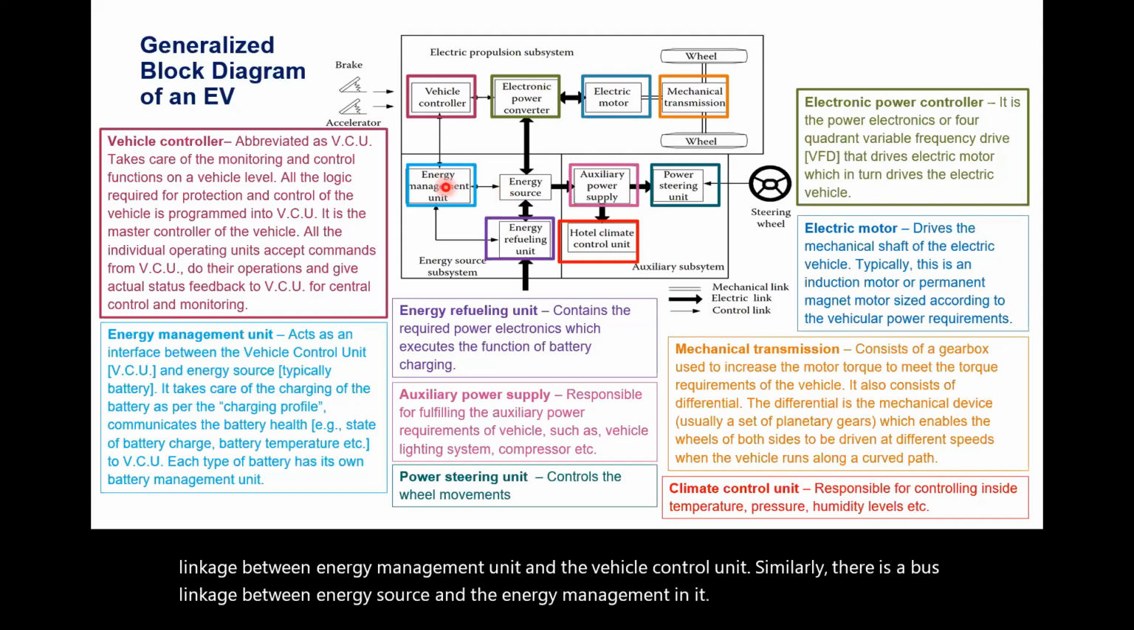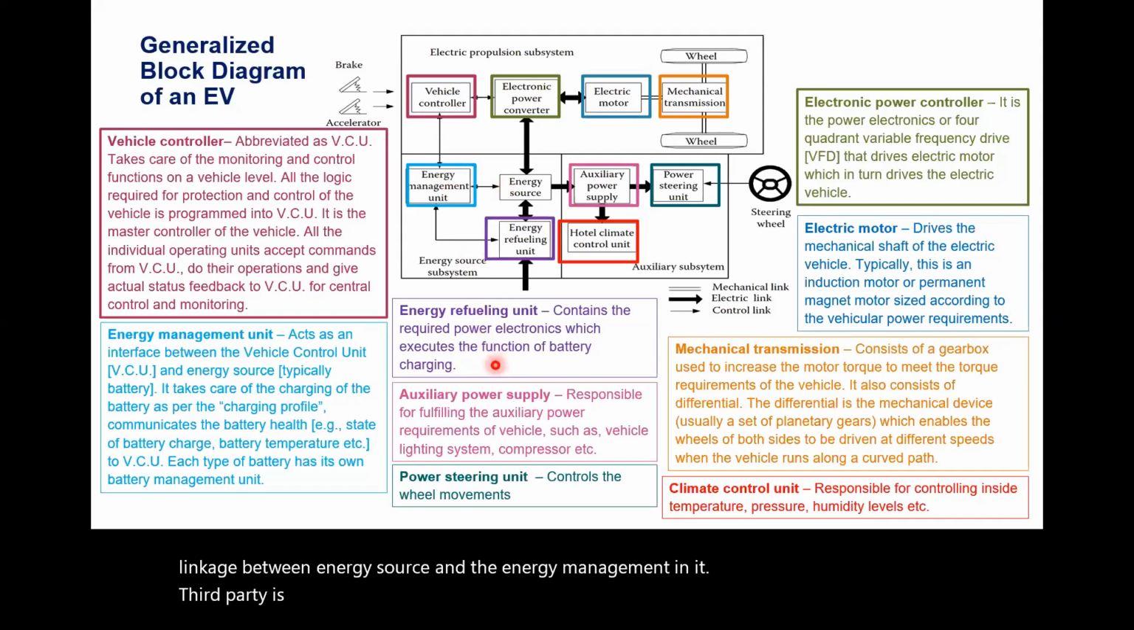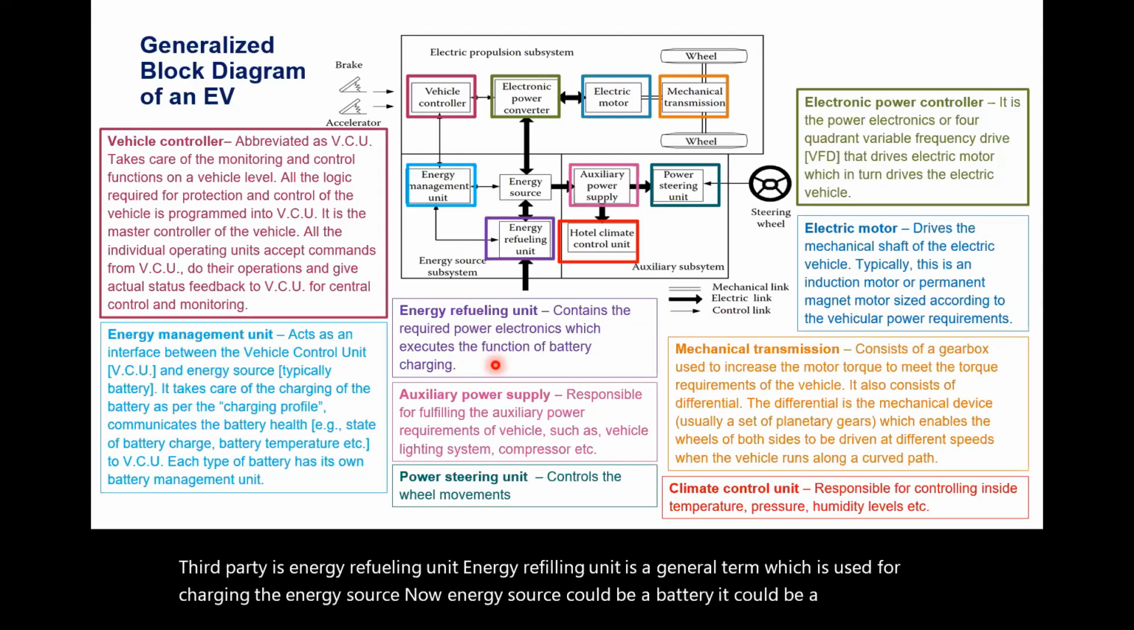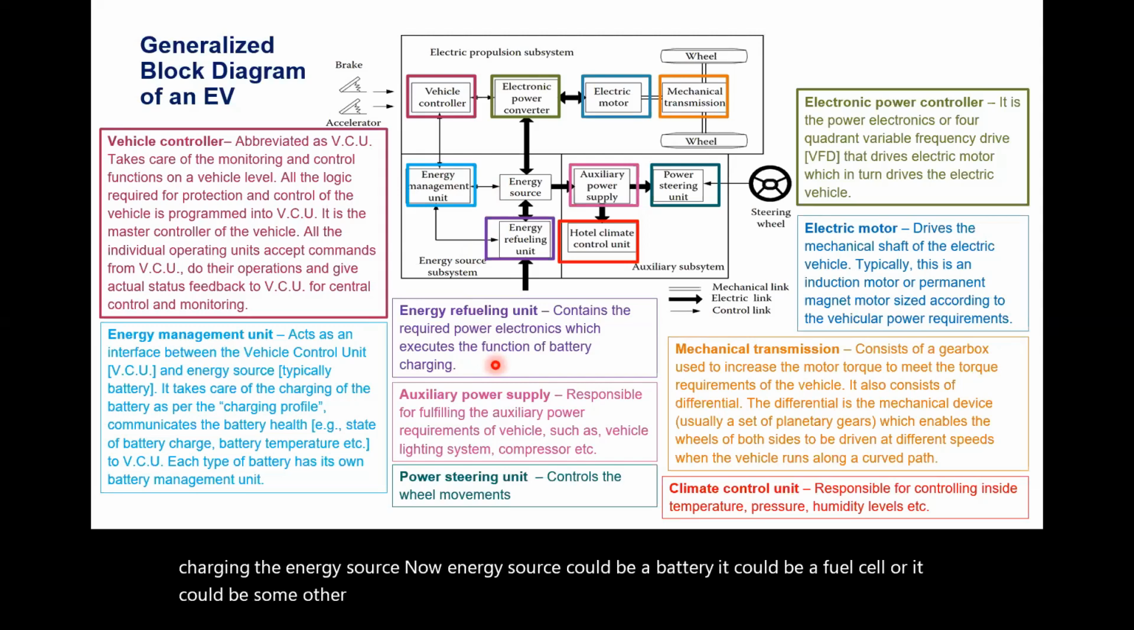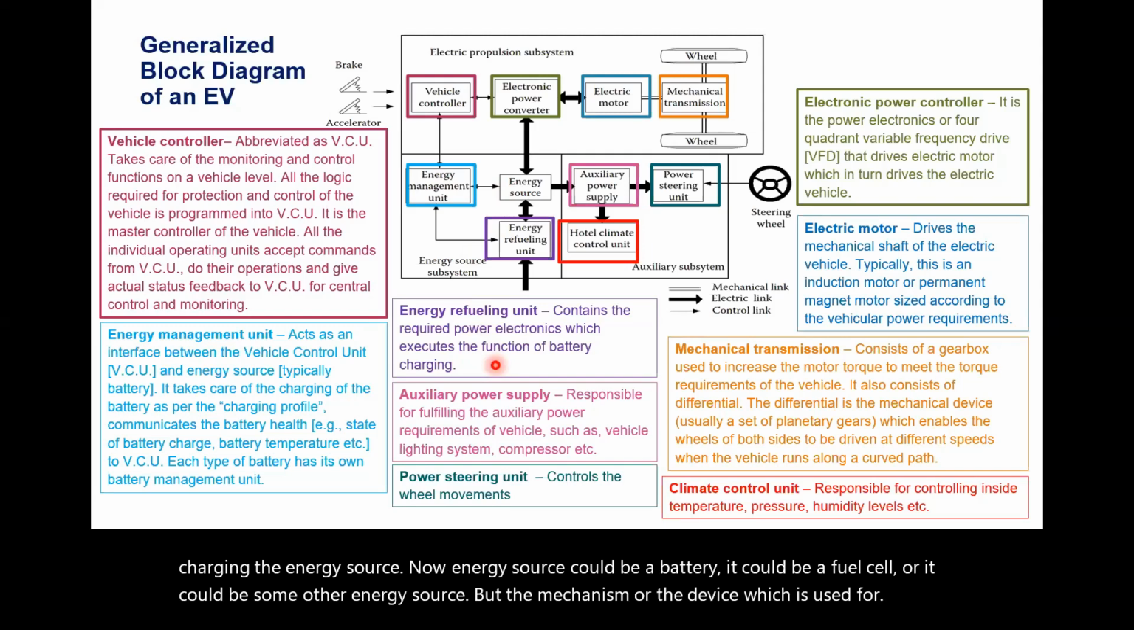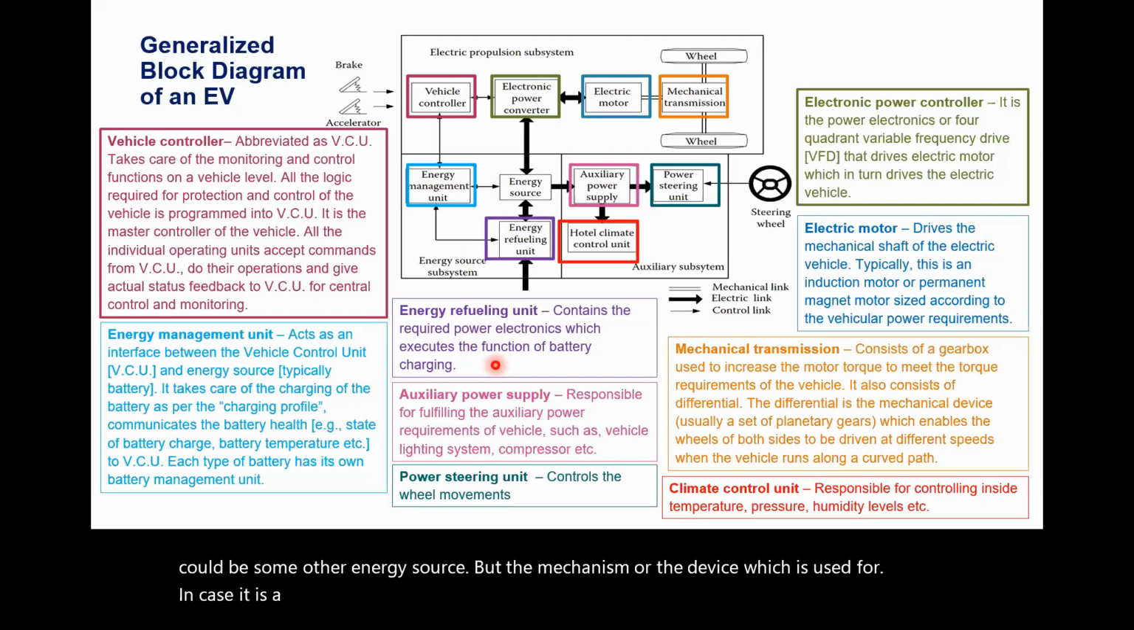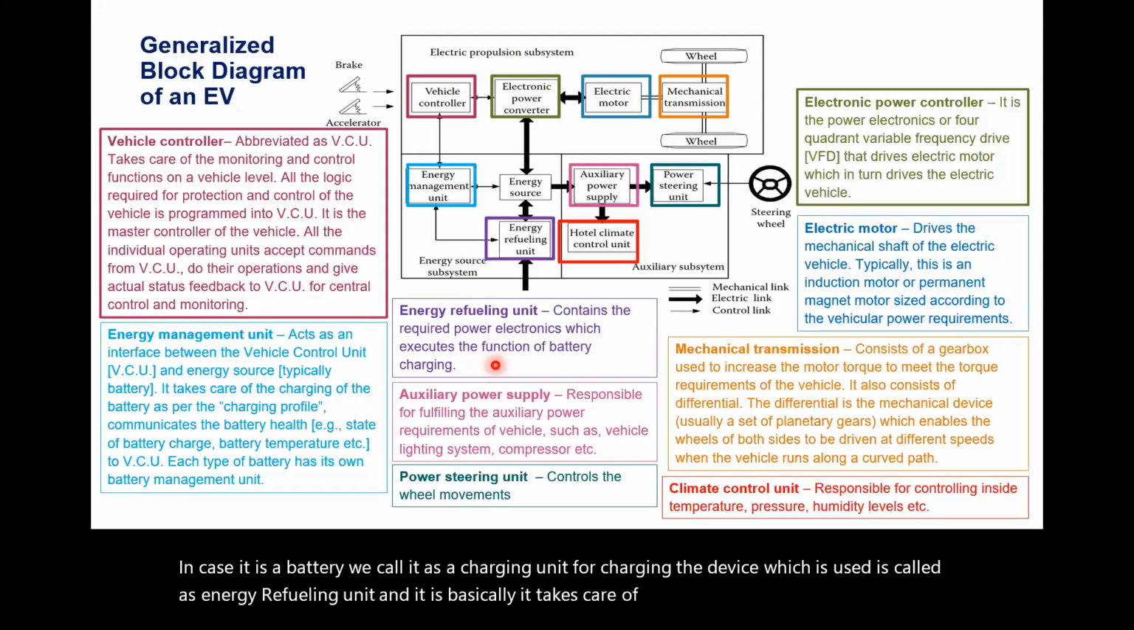The third part is the energy refueling unit. Energy refueling unit is a general term which is used for charging the energy source. Now, the energy source could be a battery, it could be a fuel cell, or it could be some other energy source. In case it is a battery, we call the device used for charging a charging unit. In general, the device used for charging is called the energy refueling unit, and it basically takes care of the charging of the energy source.